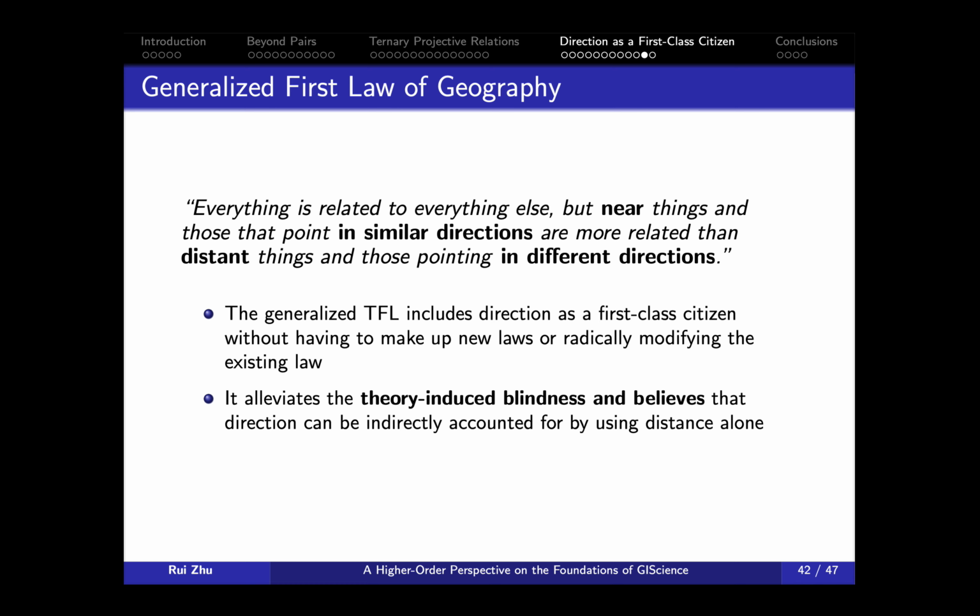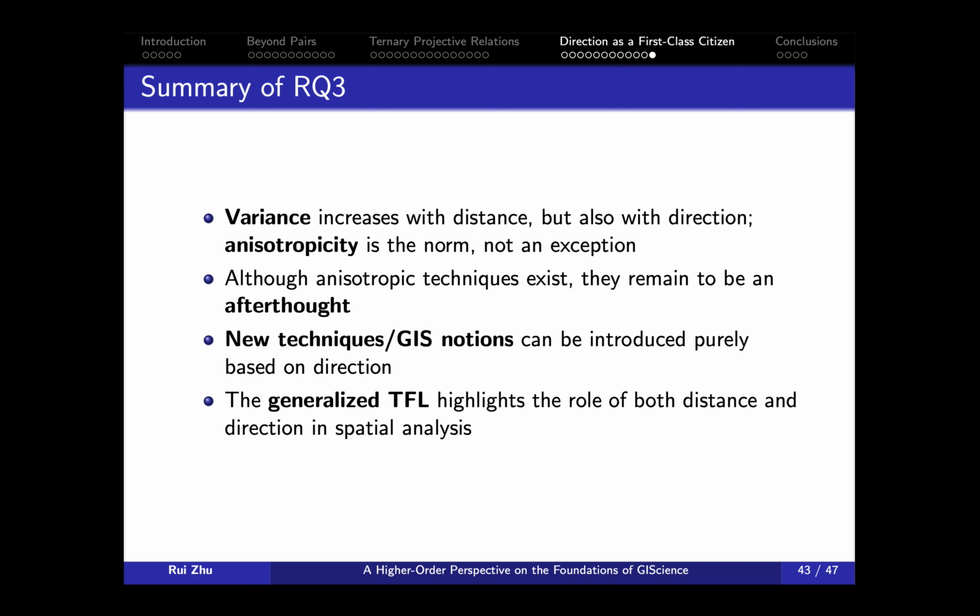In summary, by answering question 3, we found that variance increases with distance, but also with direction. Anisotropicity is a norm, not an exception. Although anisotropic techniques exist in GIS and GIScience, they remain to be an afterthought. New techniques or GIS notions can be introduced here purely based on direction. The generalized Tobler's first law highlights the role of both distance and direction in spatial analysis.